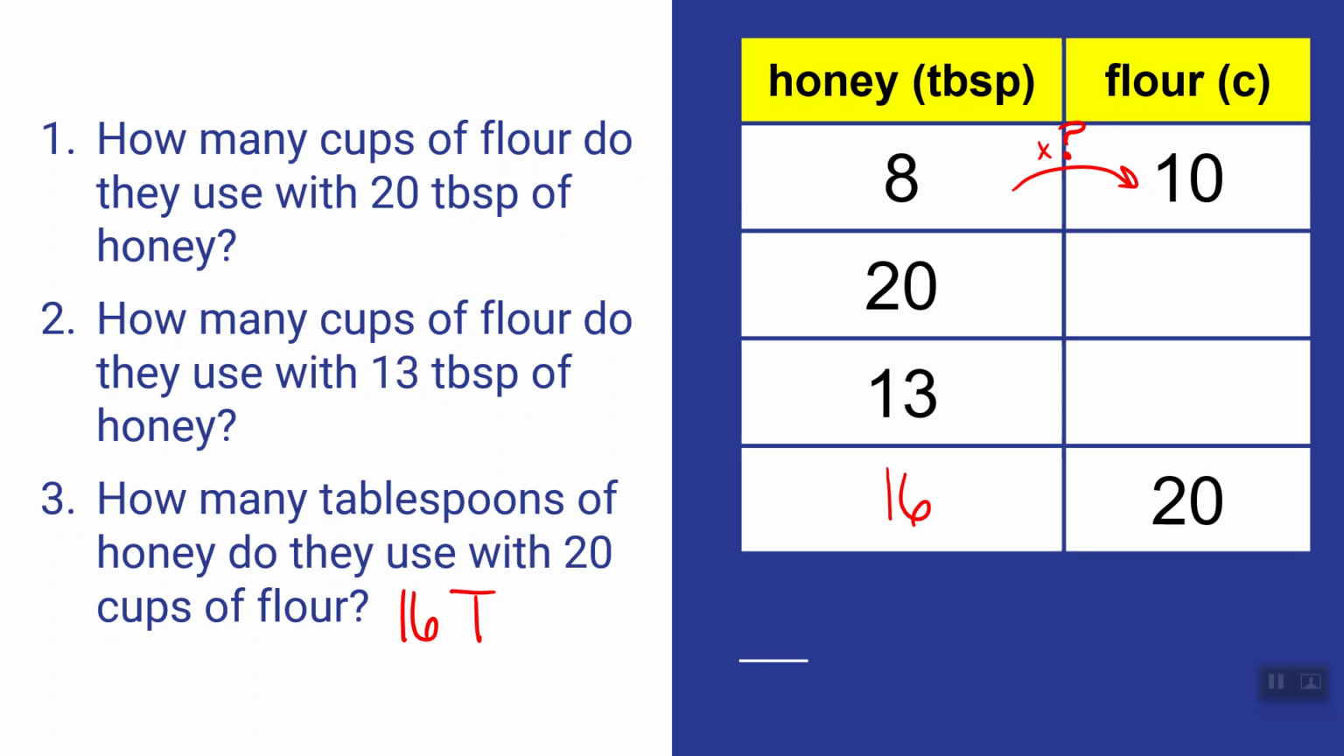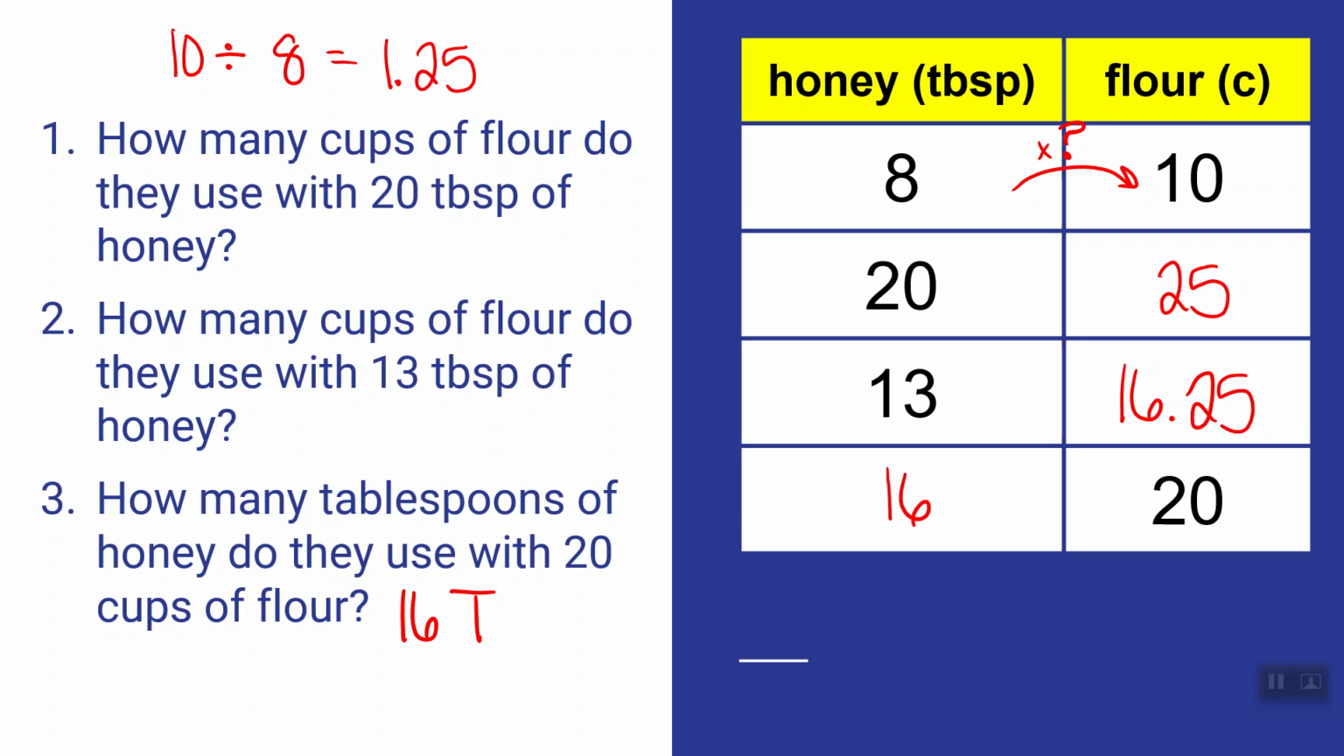But then the question is, how do we fill out the second 2 rows? And maybe you've got some answers here. But one thing you can do is take 10 and divide it by 8. 10 divided by 8 is 1.25. So that tells me that I'm multiplying the left side of the table by 1.25 to get the right side of the table. 20 times 1.25 is 25, and 13 times 1.25 is 16.25.